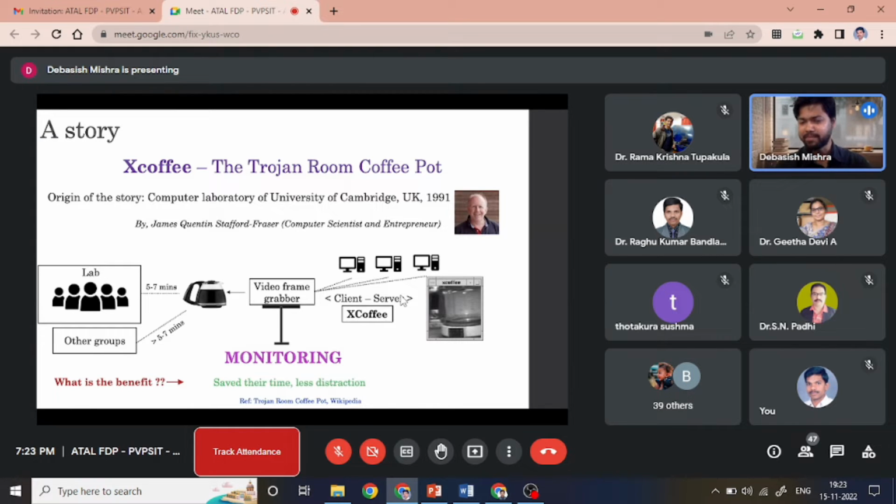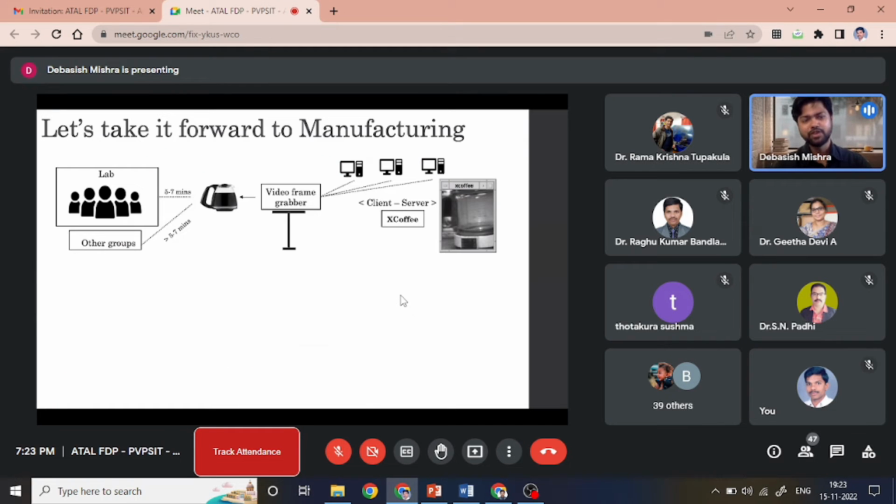and the benefit it gave them is that it saved their time and they were less distracted, so they went only on the basis of need. If we take it forward to our manufacturing scenario, the coffee pot is the manufacturing process that we want to monitor.